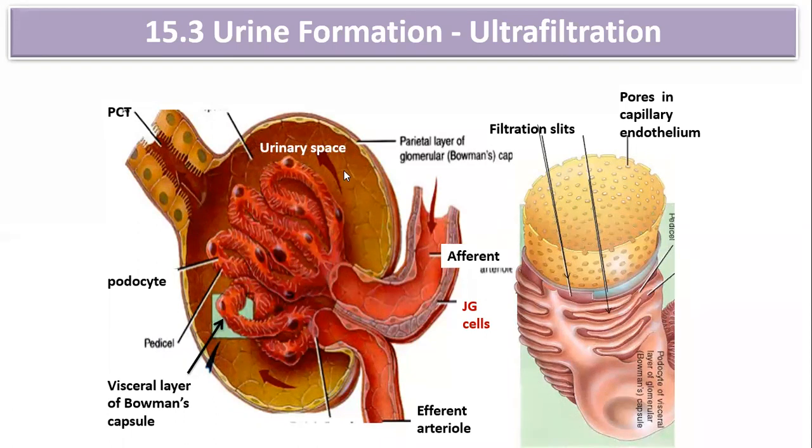So this is a space called the urinary space. That space is present between the outer layer and the inner layer. The outer is called parietal, and the inner layer is called what? Visceral layer. The space is known as the urinary space, or it is also known as the capsular space.